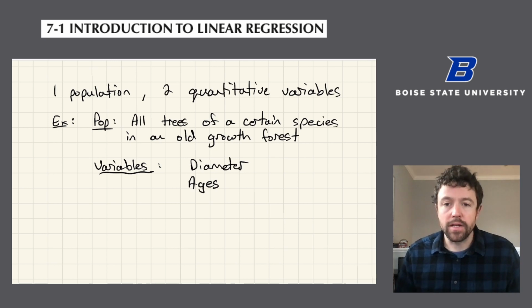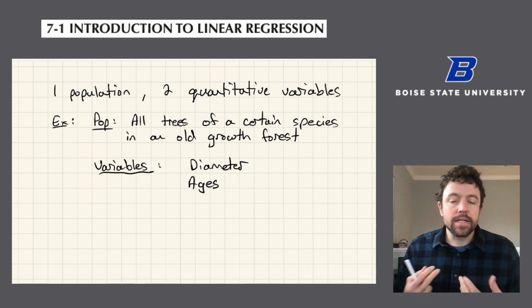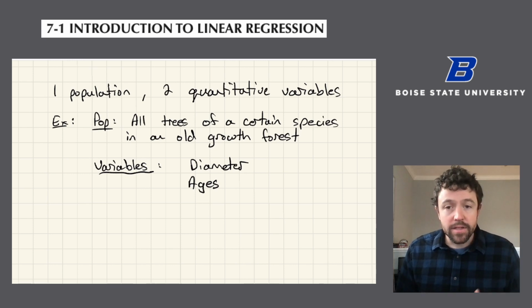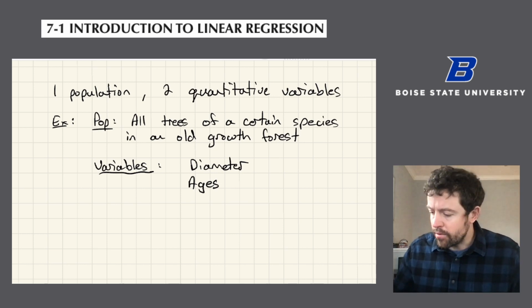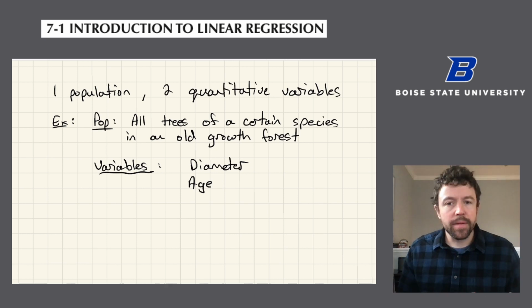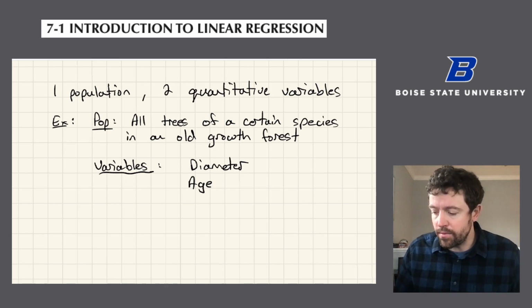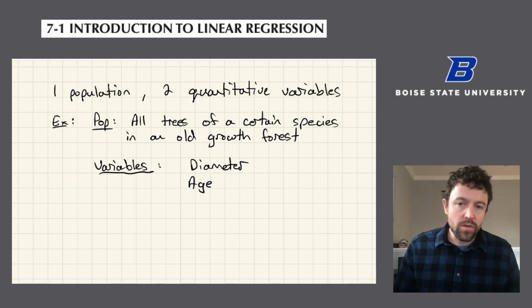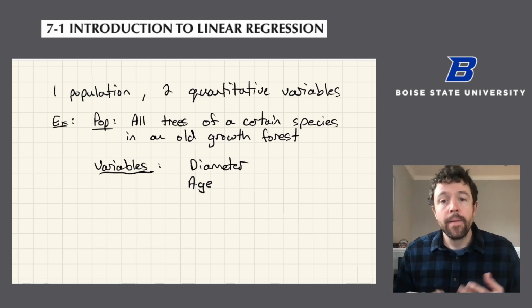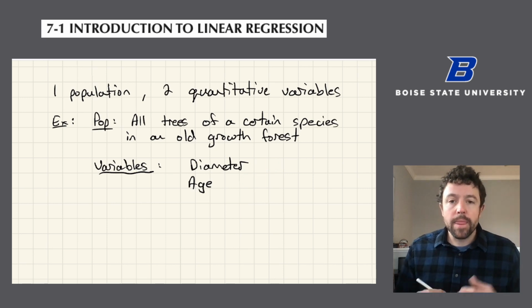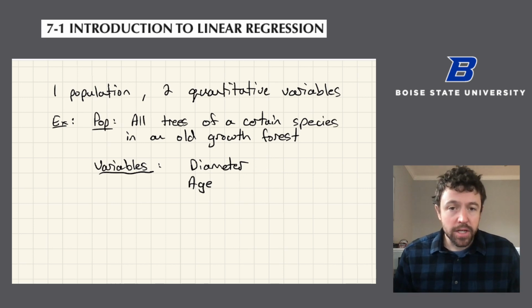The second thing we might try to do, which is what we're going to do in this section, is try to make predictions. Now, it doesn't really make sense to make predictions unless the variables are truly related, but the idea here would be, I wrote ages here, it should be age. The idea here would be that maybe we could predict the value of one of these variables based on the other. We could predict a tree's diameter based on its age, or we could predict a tree's age based on its diameter. And both of those predictions in various situations would make sense.